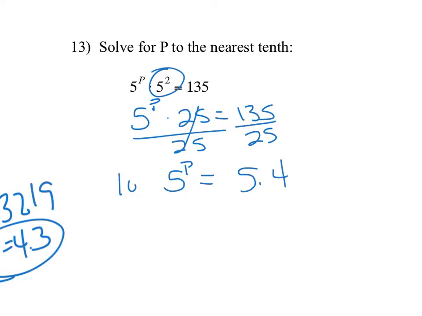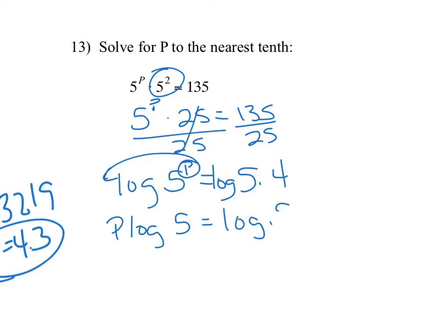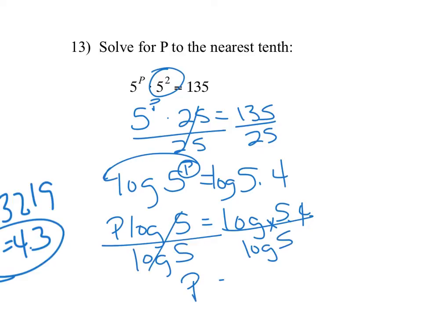We're solving for an exponent, so you need to use your ax and make a log. And so p log 5 equals log of 5.4. Divide by log of 5. And p equals 1.0478. So the nearest tenth might not have been the best option for me, but it would be 1.0.